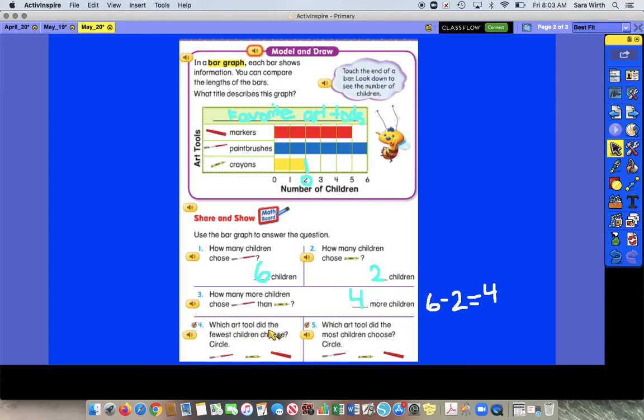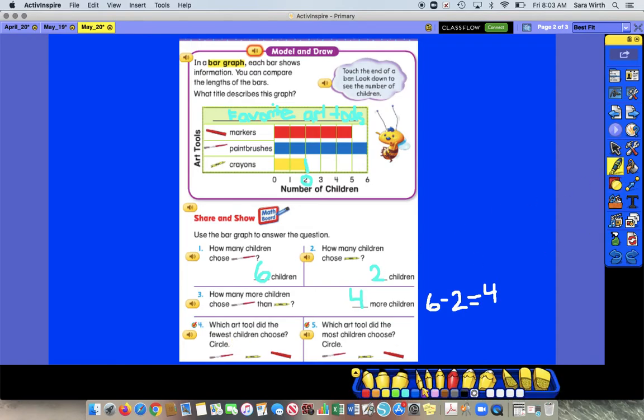Which art tool did the fewest children choose? Circle the answer. The word fewest is another word for least or the smallest number. What do you think? Yeah, crayons. And which art tool did the most children choose? Circle. And most has the biggest number. And that is paintbrushes, yes, with 6. So that's what you'll be doing in Seesaw today.